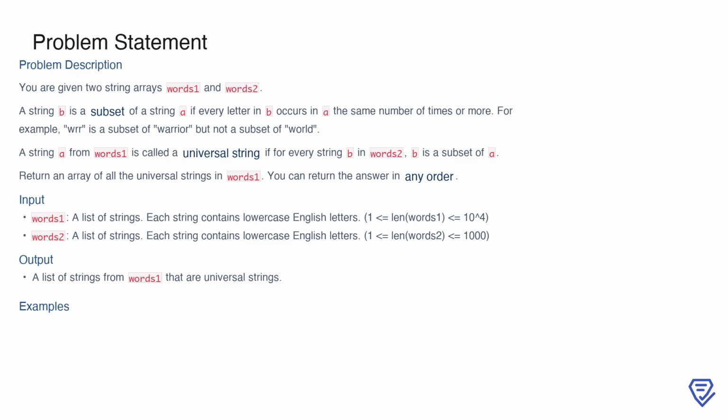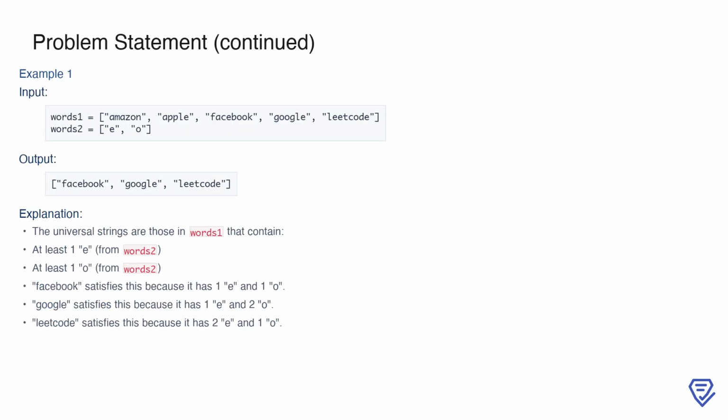The input size constraints are also provided, with words 1 containing up to 10,000 strings and words 2 containing up to 1,000 strings. Each string in the arrays consists of lowercase English letters only, and the length of these strings is at most 10 characters. Let's look at an example to understand the problem better.